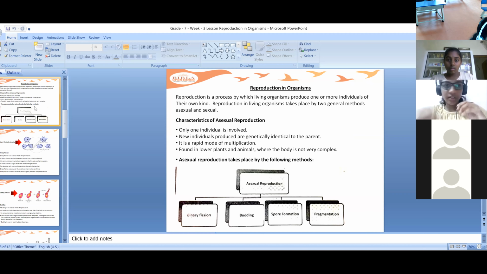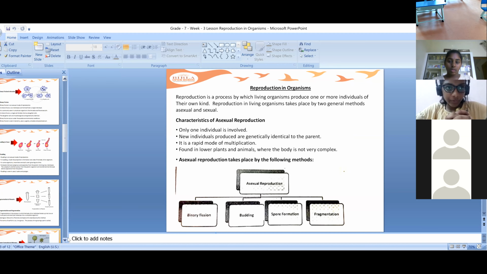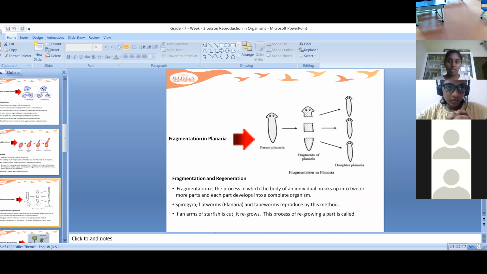Ma'am, now we didn't see about fragmentation and regeneration. Yeah, so now we'll go through the fragmentation. Another form of asexual reproduction is fragmentation. Now it's clear, children, about binary fission, budding, and spore formation. Yes, ma'am. So we'll go through fragmentation now. Fragmentation can be seen in planaria. Fragmentation in planaria. So this is a type of fragmentation. Fragmentation is nothing but regeneration. What is regeneration of the parts?